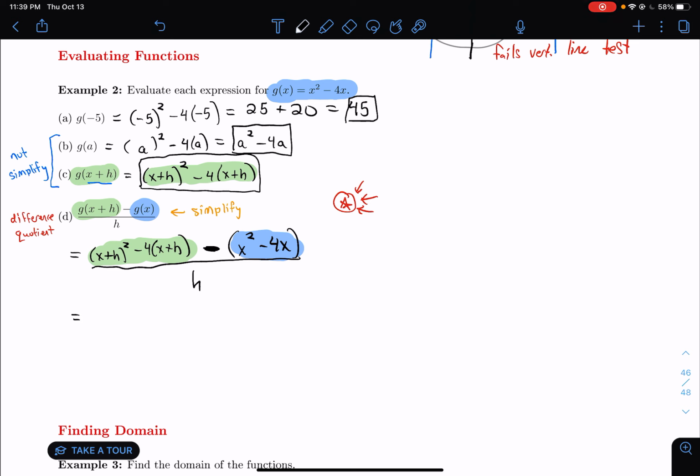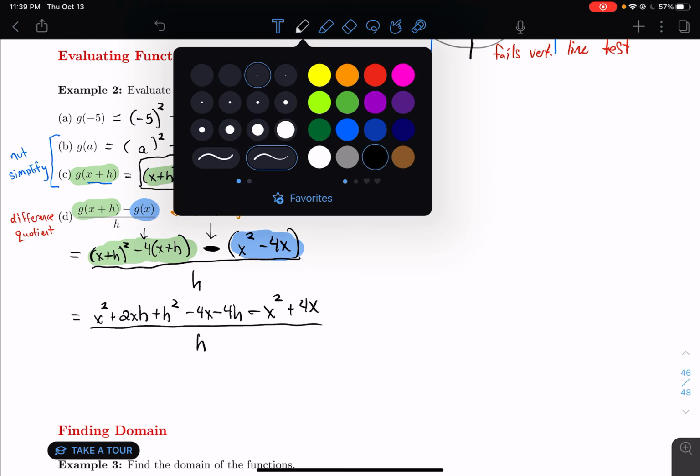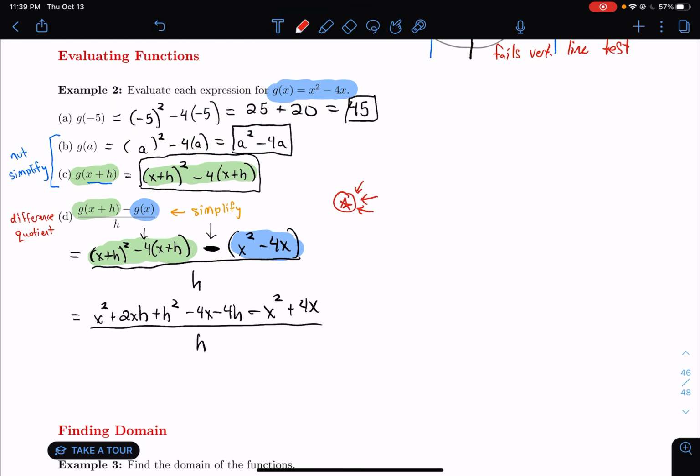Well, let's expand some of these things in the numerator. So if I do x plus h squared, if I FOIL that out, we get x squared plus 2xh plus h squared. And if I distribute that minus 4, minus 4x minus 4h. Then if I distribute that next minus sign, I'll get negative x squared plus 4x all over that h on the bottom. And now we get some cancellation. And this will frequently happen in these difference quotient problems. X squared cancels with the minus x squared, and minus 4x cancels with that plus 4x.